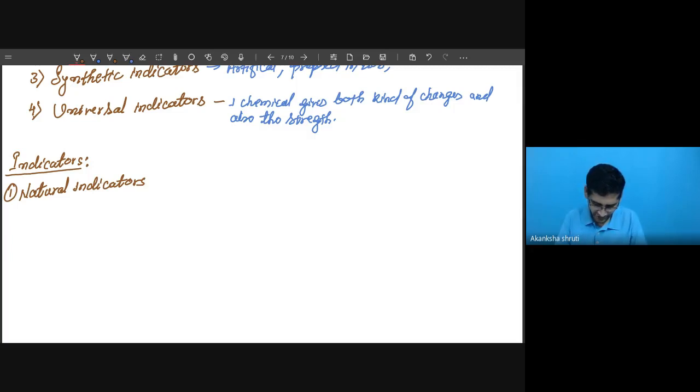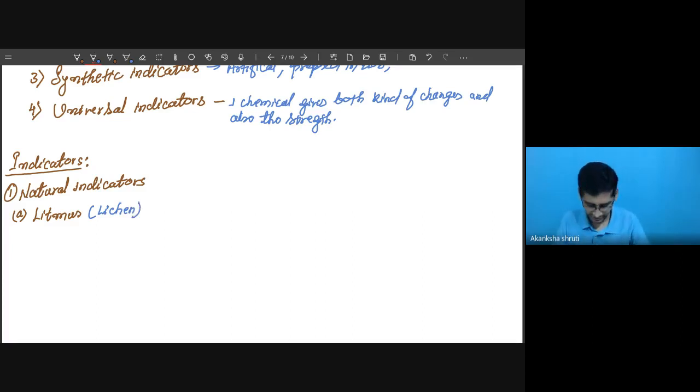So under this natural indicator, write the category A, as, say, litmus. Students, litmus is nothing but the sap of lichen. So litmus is basically the lichen. I will explain what litmus is.